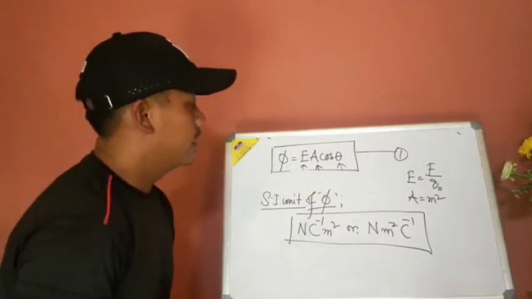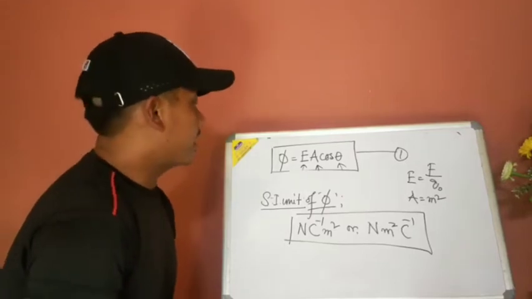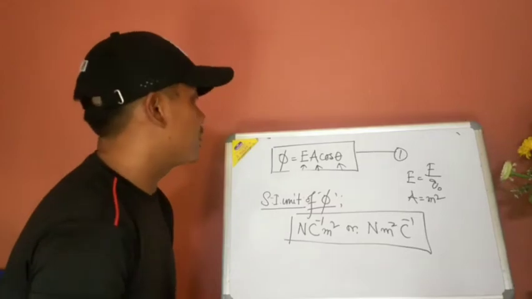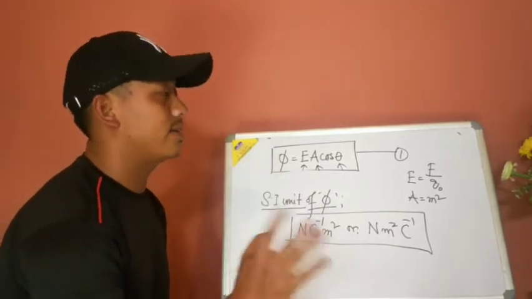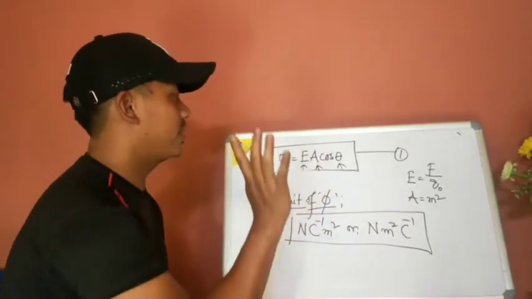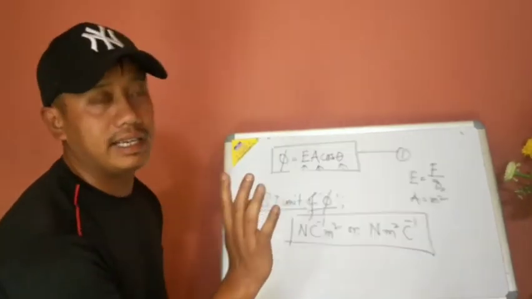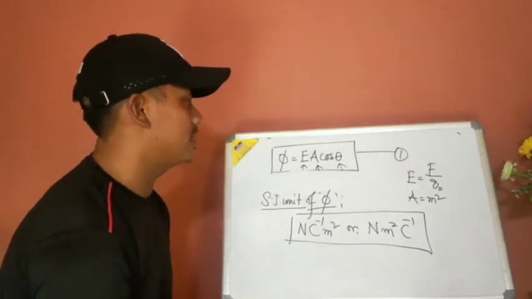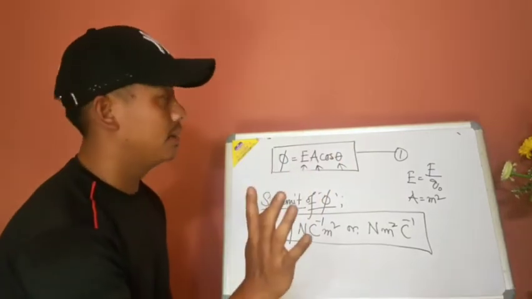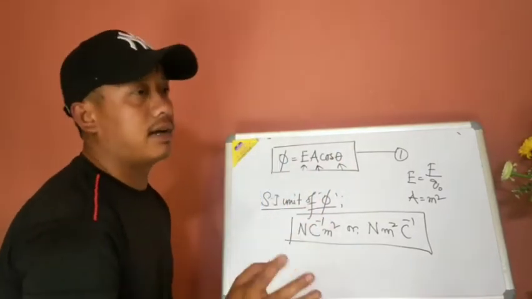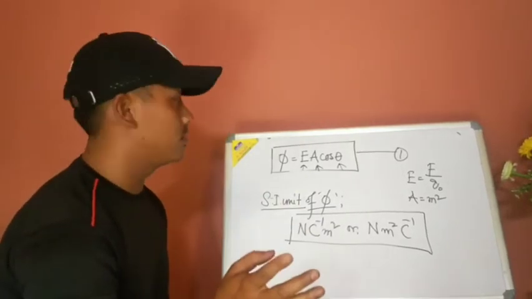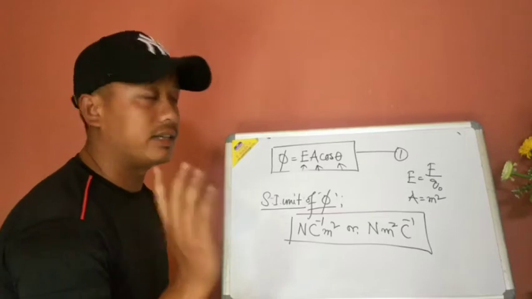Then, when is electric flux maximum or minimum for a given surface? The area is fixed and E, the electric field strength, is fixed. Then on which factor does it depend? Phi depends on the value of theta. The way you keep the surface in the electric field, the orientation, depending on that orientation this phi value will differ.